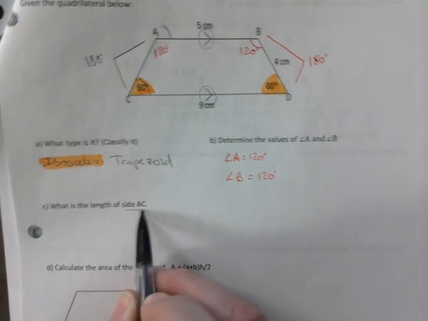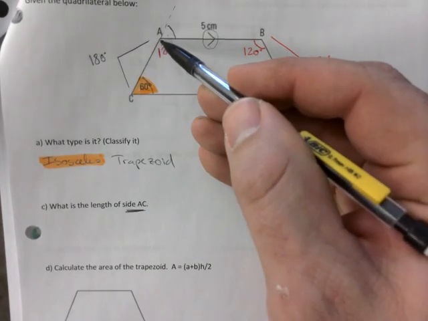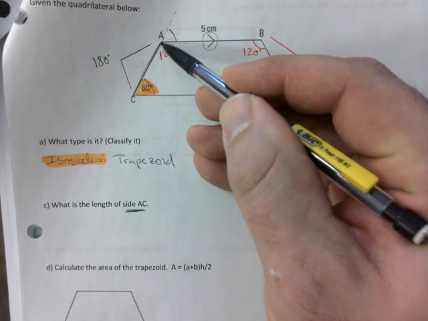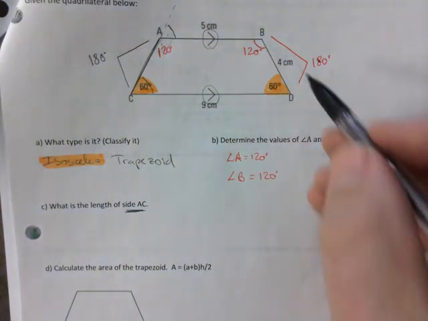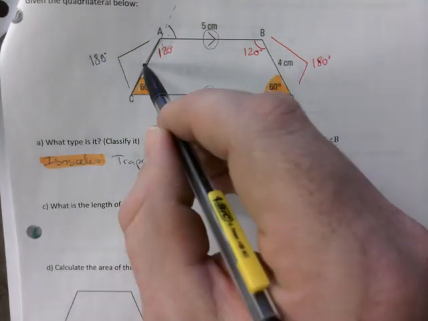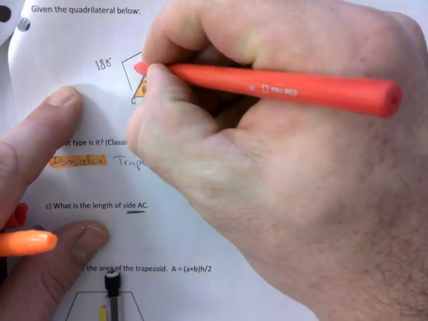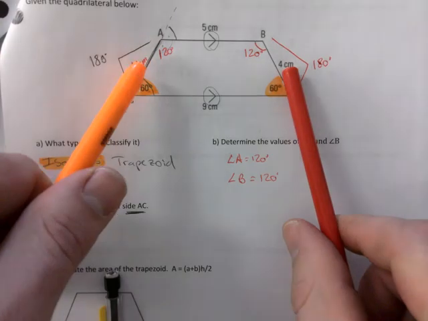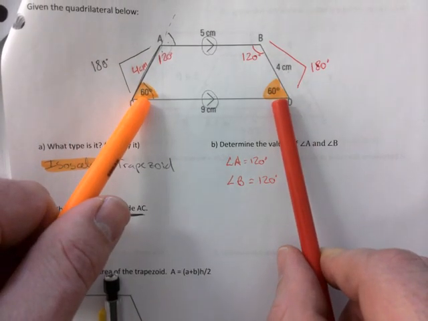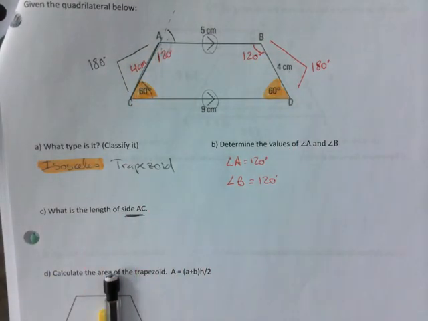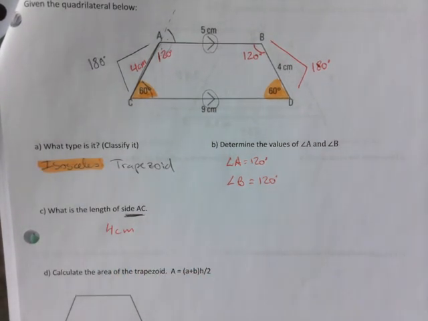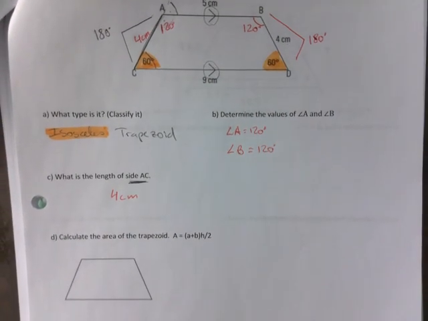What is the length of side AC? AC is, anyways, continue. If this is 4, this is also 4. We know that, right? We know what an isosceles triangle is supposed to have. It's supposed to have two sides that are the same, two angles that are the same down here, same up there. So we're just going to say 4 centimeters. Done. So that's pretty easy. There's no work really required, not a whole lot.